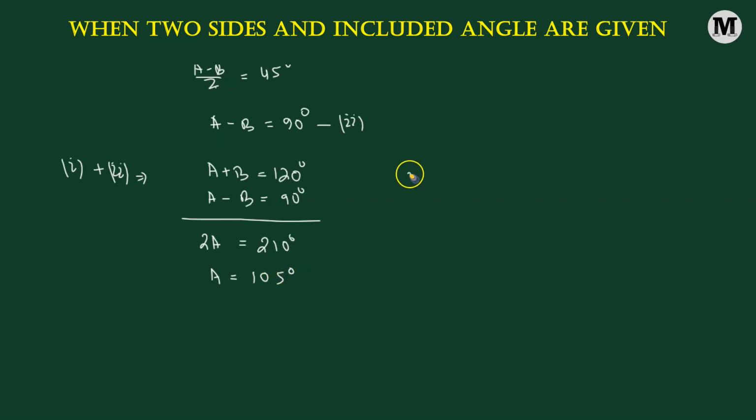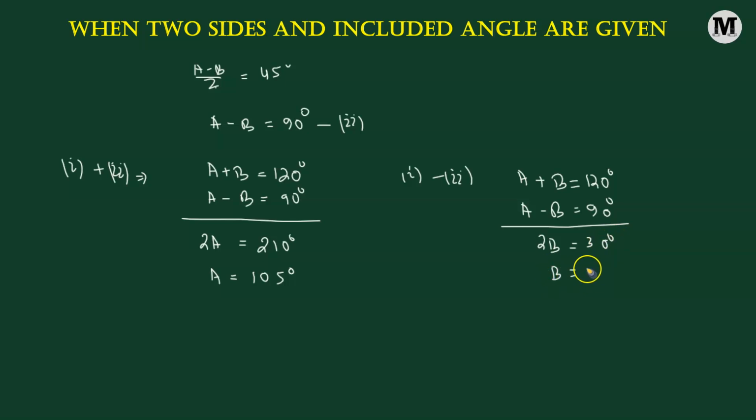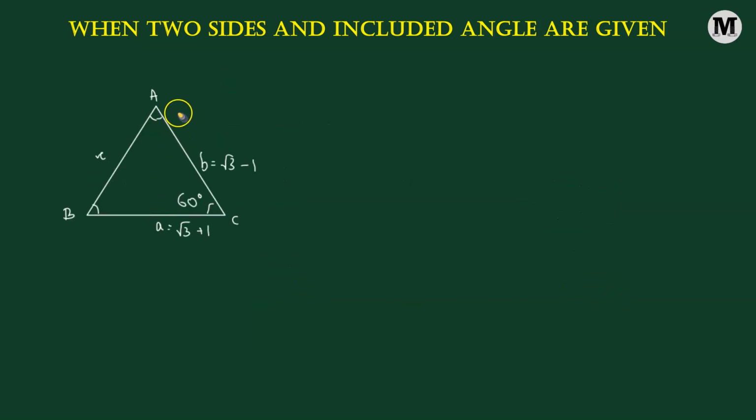Right? And then we are going to subtract equation number 2 from equation number 1, which means we have A plus B equals 120 degrees, and from here we subtract A minus B equals 90 degrees. That's going to give us 2 times B equals 30 degrees. So B comes out to be 15 degrees. So here we have obtained the angle measures of A and B: angle A is 105 degrees, and angle B is 15 degrees.